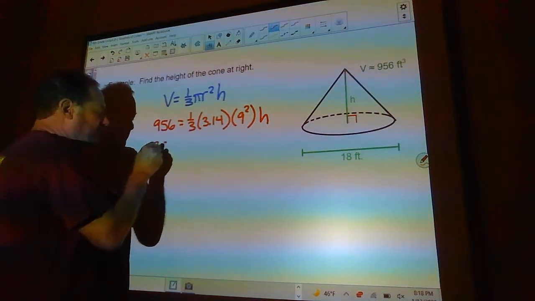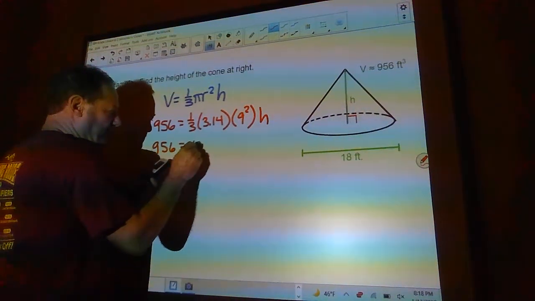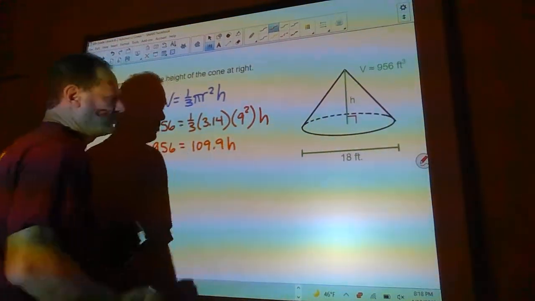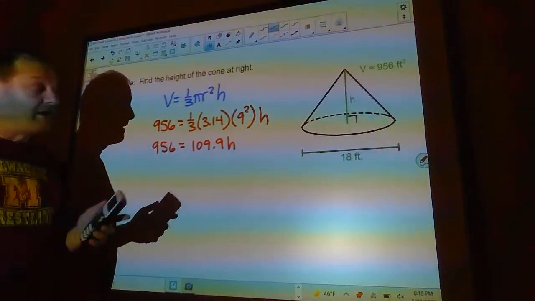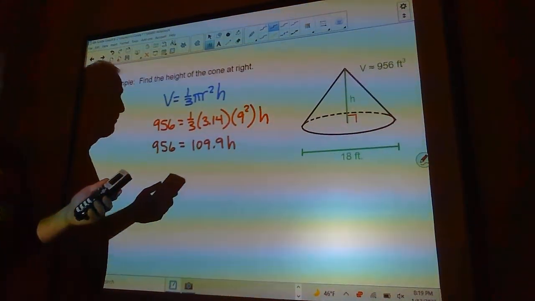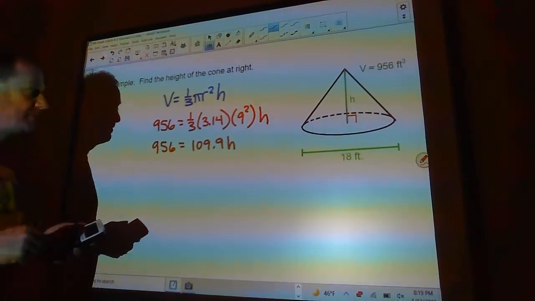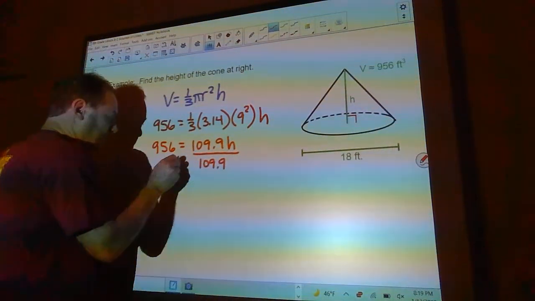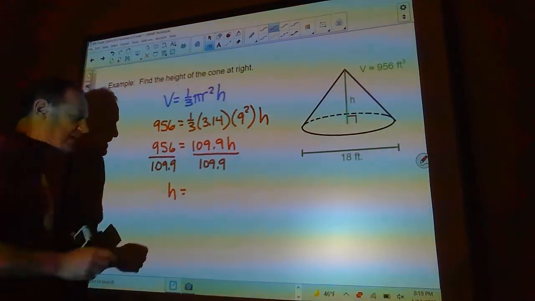Okay, so 956 is going to equal 109.9 approximately h. Now, in my calculator, I've got more than 109.9. It goes out to 109.9127412. I'm going to leave that in there. I'm not going to clear that, and I'm going to use my answer key. So I'm going to divide both sides by 109.9 here, and that will give me h.